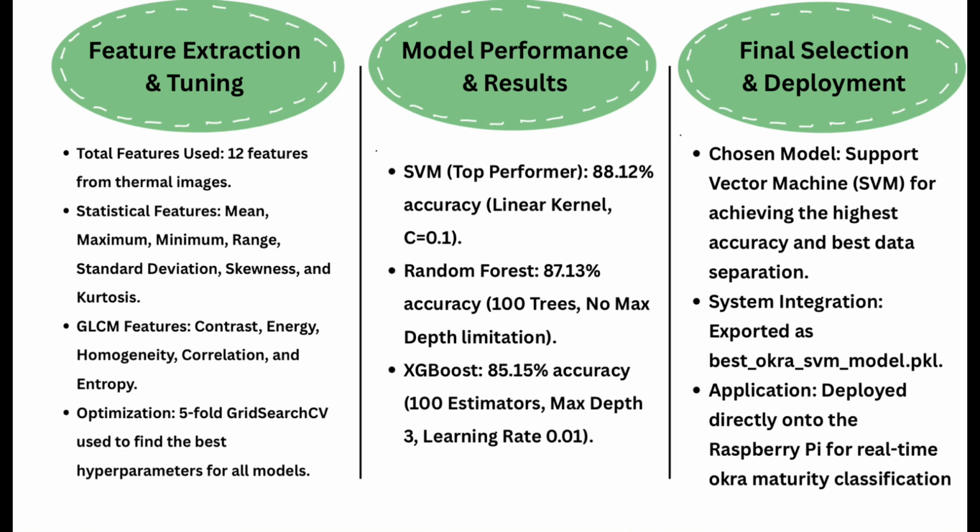Next, we evaluated random forest. Using 100 trees, it performed very well and scored a close second with 87.13% accuracy. But it could not quite beat SVM. Finally, we tested XGBoost. With a learning rate of 0.01, it achieved 85.15% accuracy, making it the lowest performer of the 3 for this specific dataset.